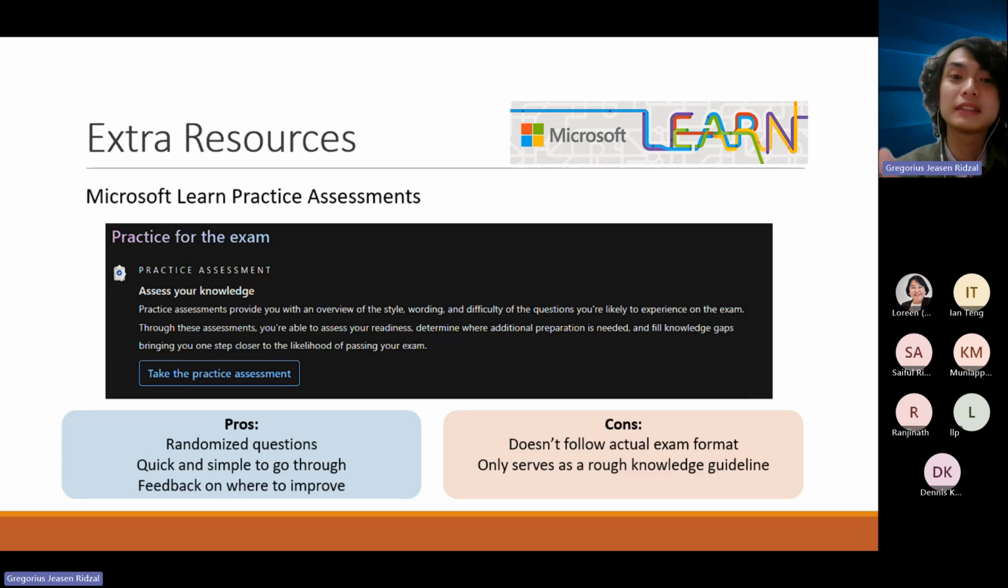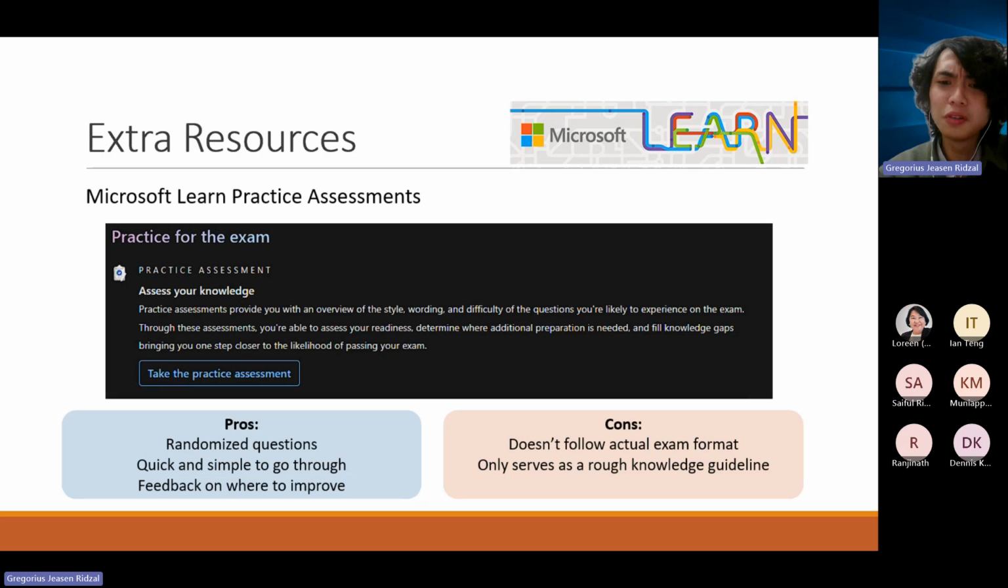While the actual exam itself is not open-ended, so it's not going to ask you to write a sentence on it or write an essay or something, right? It's also very much, the choices are given to you, but it's not multiple choice. There's drag and drop, mix and match, that sort of stuff, right? But the practice assessments do not follow that. And this only serves as a rough knowledge guideline because, as you might surmise, they wouldn't put the actual exam questions into the practice assessment, right?